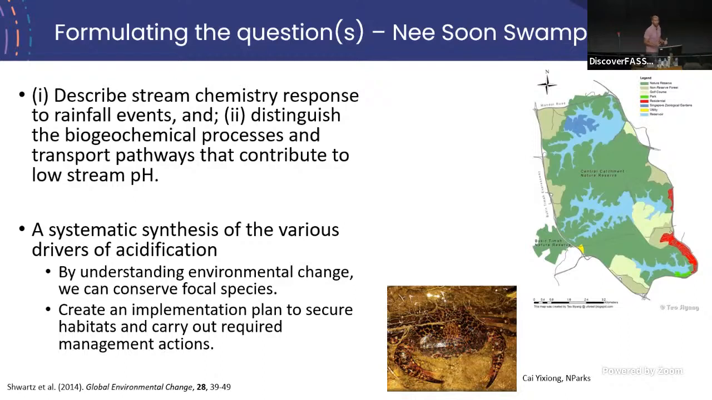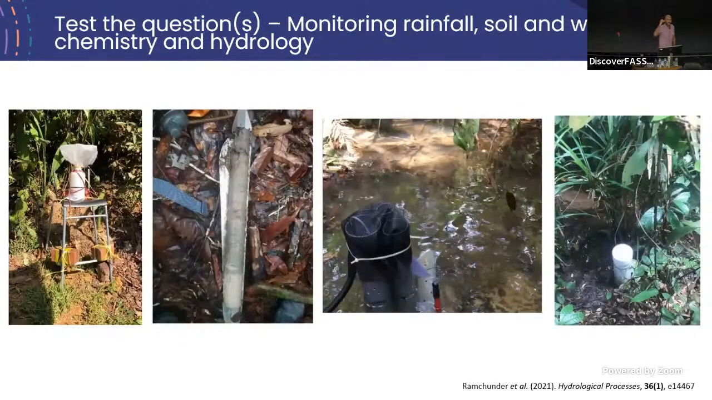By understanding environmental change, we were trying to protect and conserve the star of the show, the celebrity amongst us, the swamp crab, the first swamp crab. From that, we can then propose implementation plans, and some kind of policies to try to secure certain portions of the habitat. So how do we go about trying to collect the data?